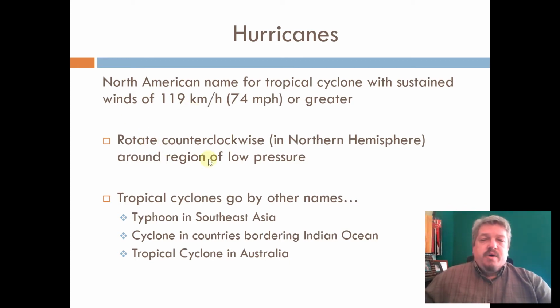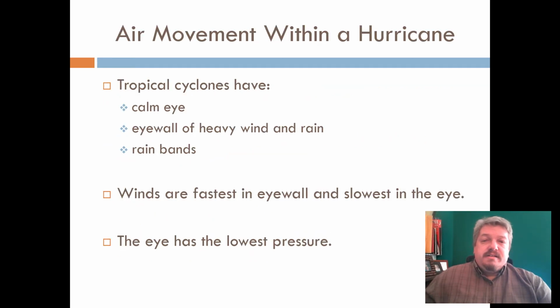So there are different names. A hurricane is what we call it in the northern hemisphere. So the Atlantic Ocean has hurricanes. There's hurricanes off the coast of western Mexico. But other parts of the world, in Southeast Asia, so the Philippines, China, Japan, they call them typhoons. It's the same storm, just different names. If it happens in the Indian Ocean, it's called a cyclone. And then in Australia, they call them tropical cyclones. All the same thing.